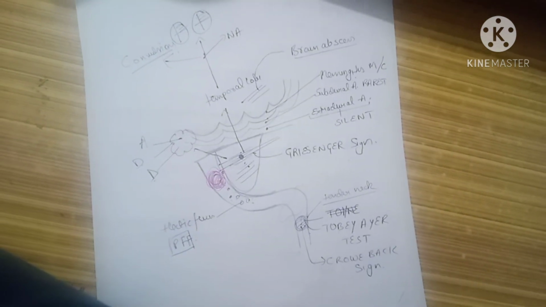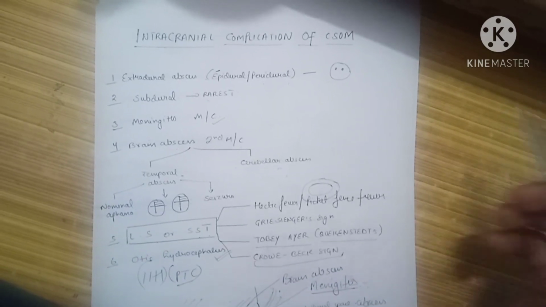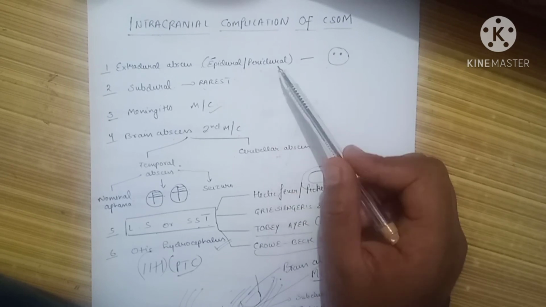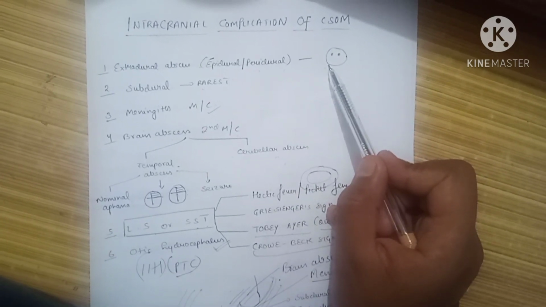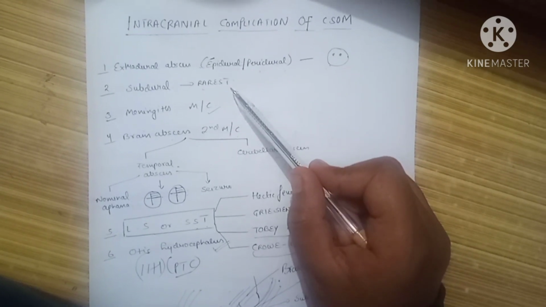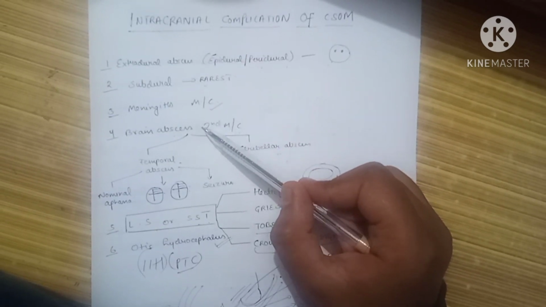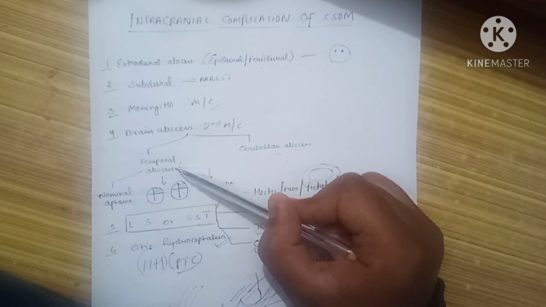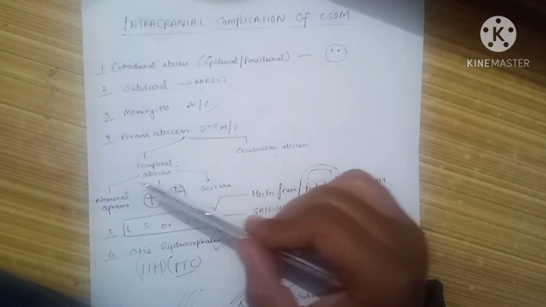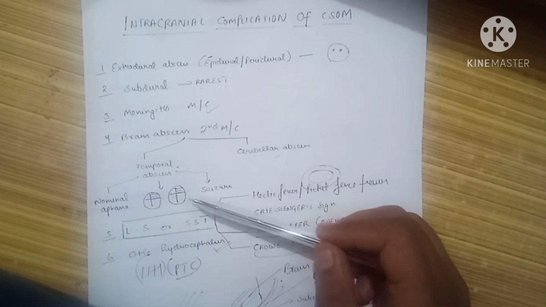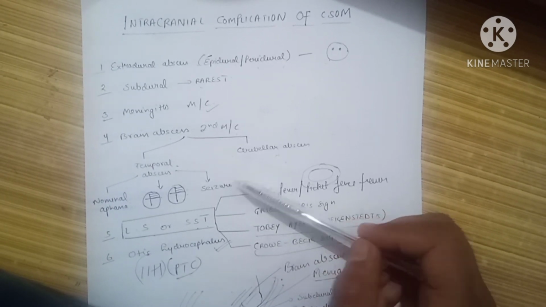Okay, let's revise them very quickly. So we have extradural abscess, also known as epidural or peridural, and this is a silent complication. We have subdural, that is the rarest of these complications. Meningitis the most common. Brain abscess the second most common. Temporal abscess presenting with nominal aphasia, pie in the sky, that is superior quadrantanopia, and seizures or convulsions.